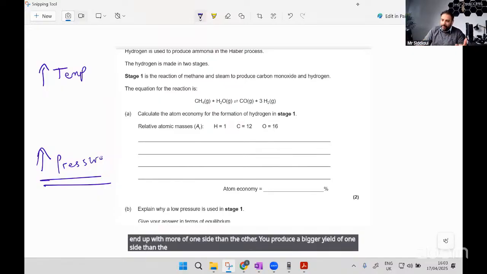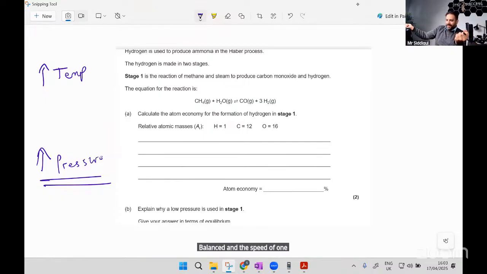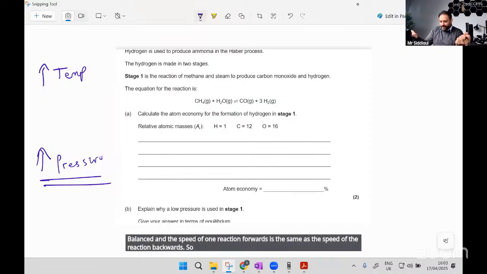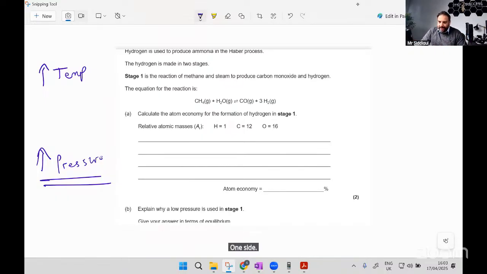Because the idea of a reversible reaction is that it gets to a point where everything's balanced and the speed of one reaction forwards is the same as the speed of the reaction backwards. So you get to this point where you don't change the amount of stuff you're making. And that's when you have to introduce things like temperature and pressure because they help you change the amount of one side.